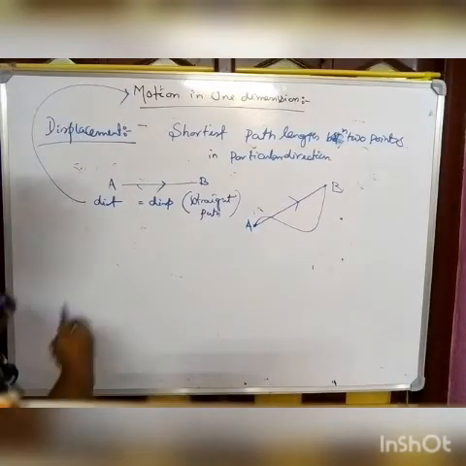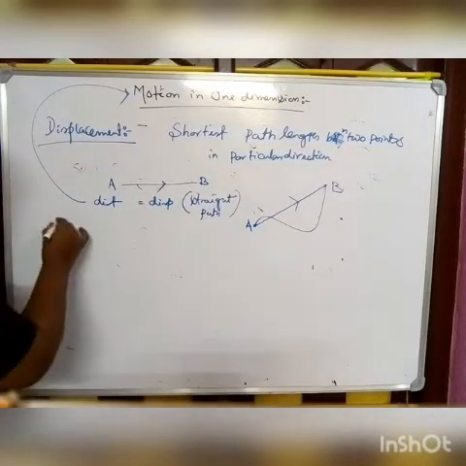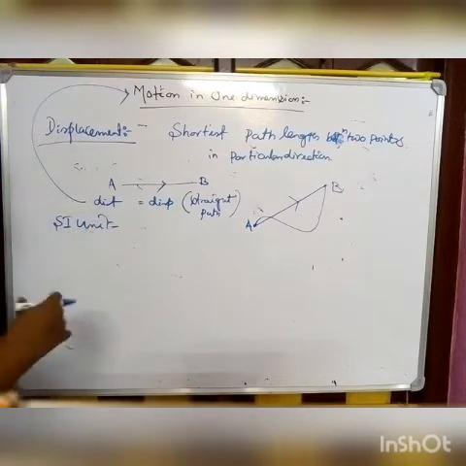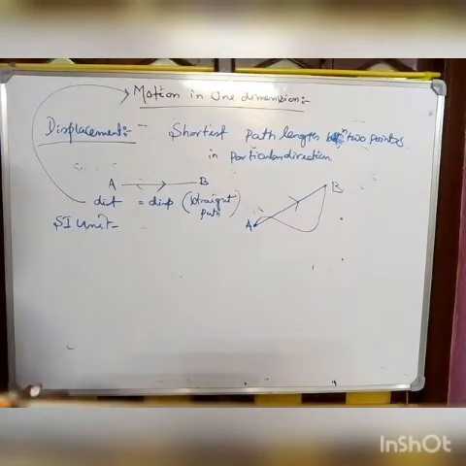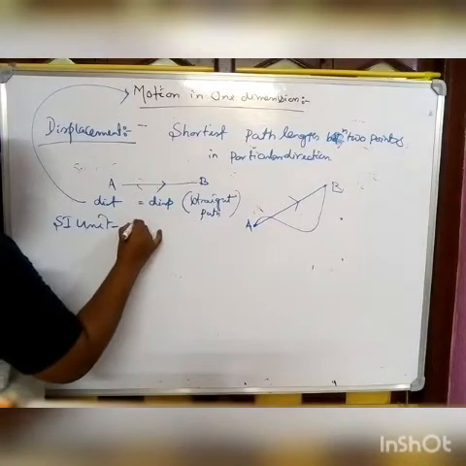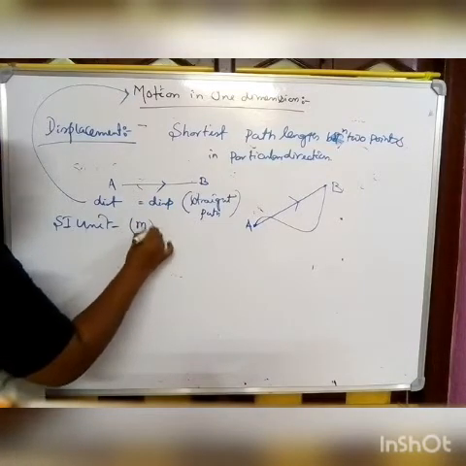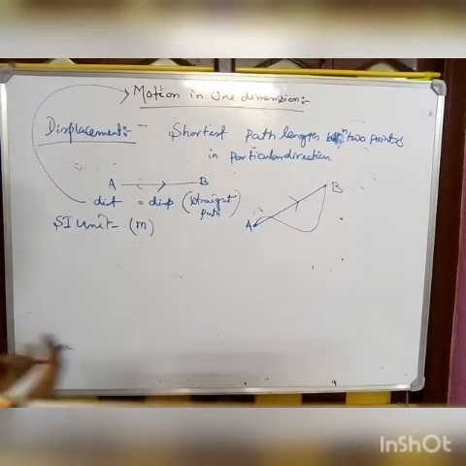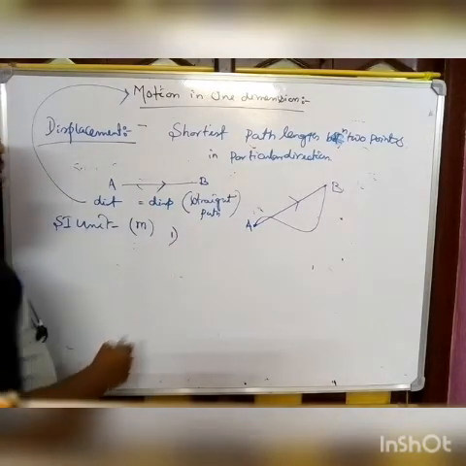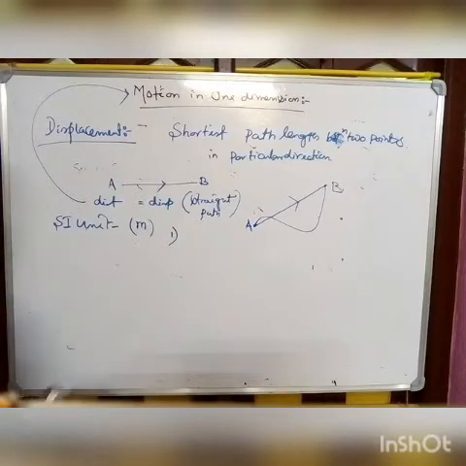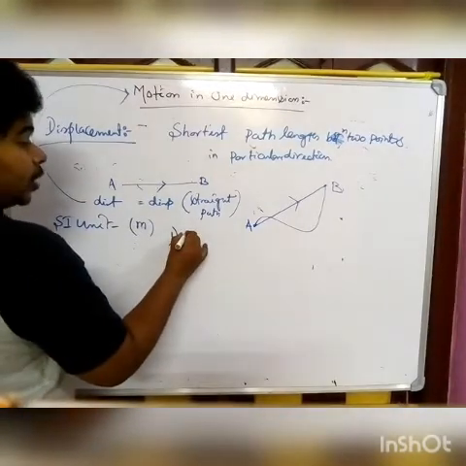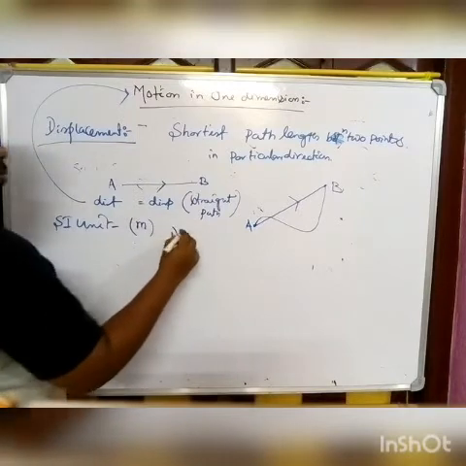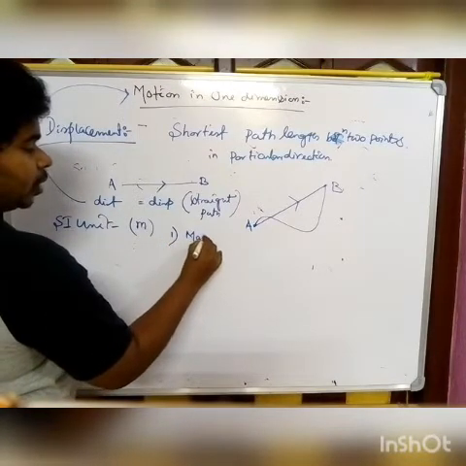Now we'll come to the next part. What should be its SI unit? See, displacement is also a length. So displacement is also represented by meter. It is also a measure of length. What are the characteristics of displacement? So the first one, it can be zero, meaning the magnitude of the displacement can be zero.